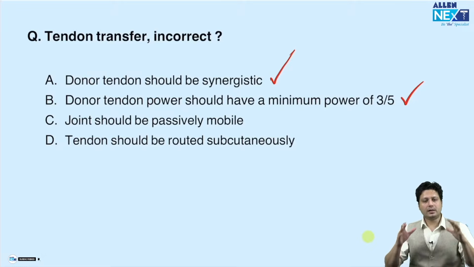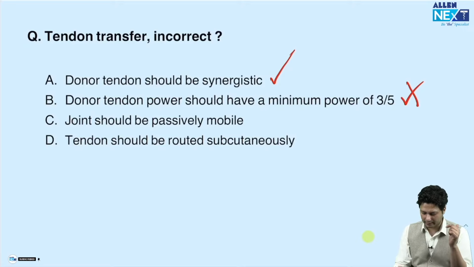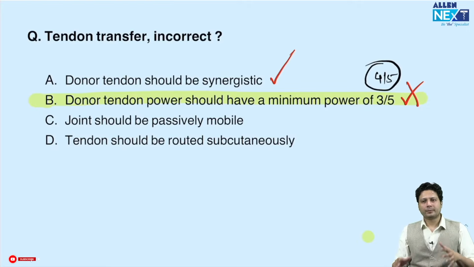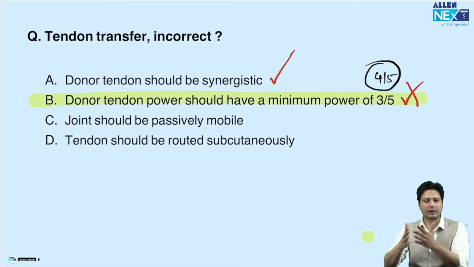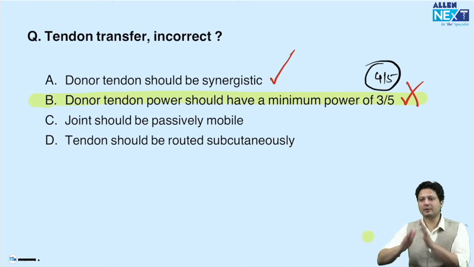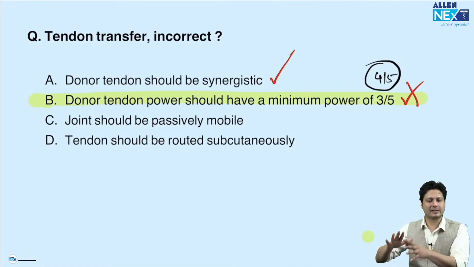Second, the muscle power of the tendon to be transferred should have a minimum power of 3/5, and that actually is the answer for this question, that it is not correct. Actually, the minimum power should be 4/5. Just try to understand. Power 5/5 means full resistance. Start with 0: power 0/5 means no movement. Power 1/5 means flickering movement. Power 2/5 means movement happens only if gravity is eliminated. 3/5 is against gravity but no resistance. 4/5 is against gravity with some resistance. 5/5 is against maximum resistance.